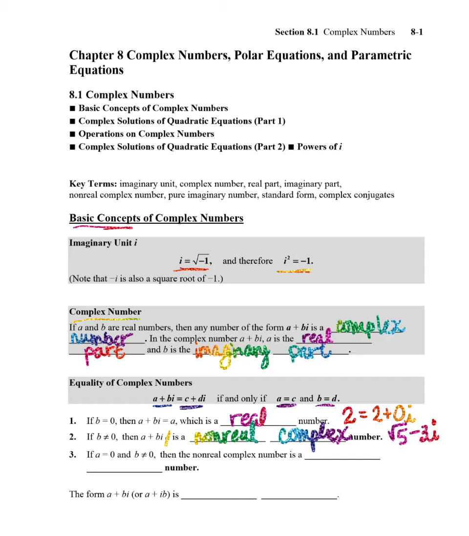If a is equal to 0 and b is not equal to 0, then the non-real complex number is a pure imaginary number. So all of these are complex numbers, and a or b could be 0. An example is 2i, a pure imaginary number, and we could write this as 0 plus 2i, so either way. If you write the number in the form a plus bi, it is in standard form.